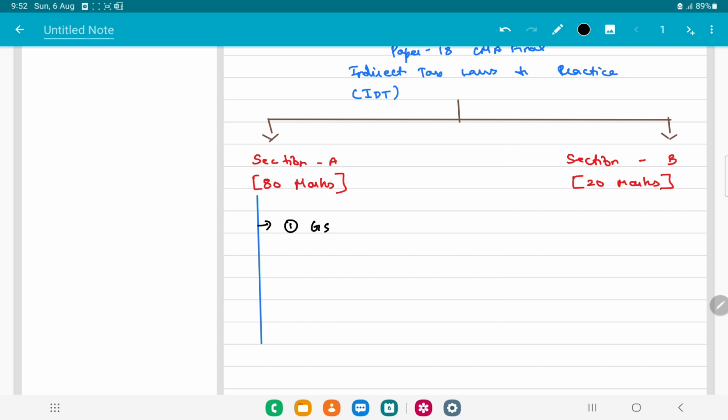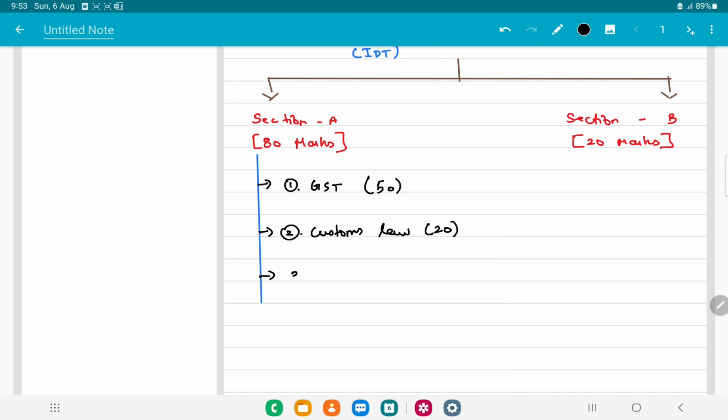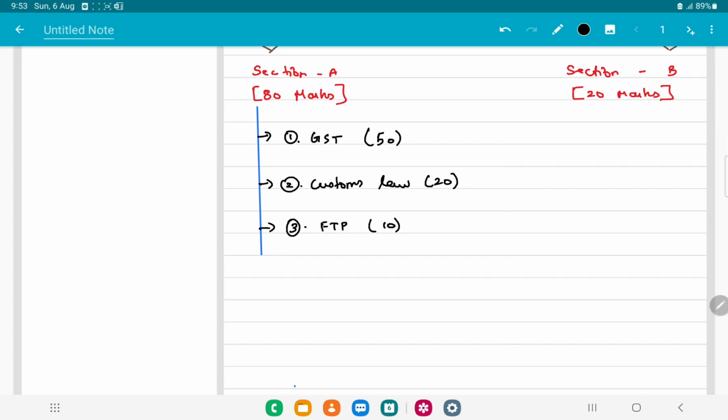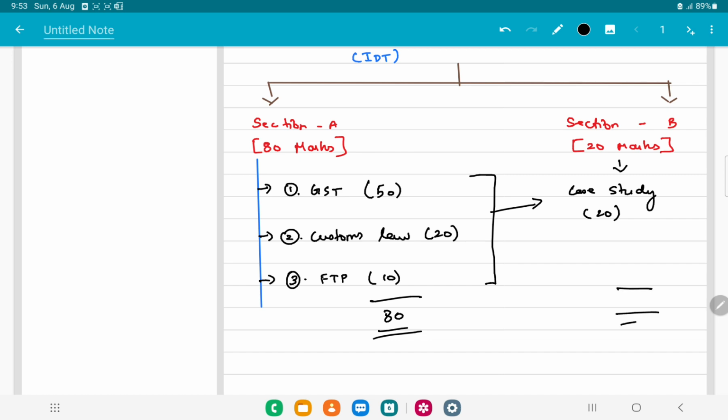The first topic is GST, which has a weightage of 50 marks. The second topic is customs law, which is for 20 marks, and the balance 10 marks will be from FTP, foreign trade policy. This is what is there in your syllabus, what you are going to study for your paper 18 section A. The balance 20 marks is fully case study, which will cover these 3. So from here you will get 80 marks, from here you will get 20 marks.